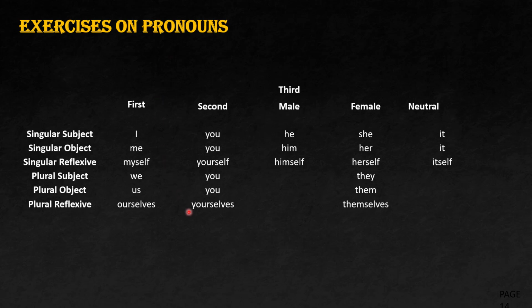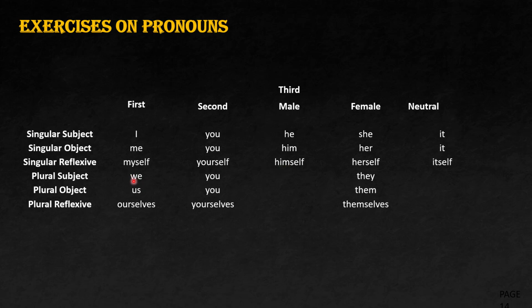So you already know this chart because I had shown this one in the previous session. So here I would like to just summarize it. When it comes to first form, the pronoun I, second form will become you, third form it is he, she, it. Okay, for female it is she, and when it comes to neutral it is it. Now when it comes to object, we have me, you, him. Him will become her. For neutral, it. When it comes to singular reflexive, myself. Second form will become yourself. Third is himself, herself, itself.